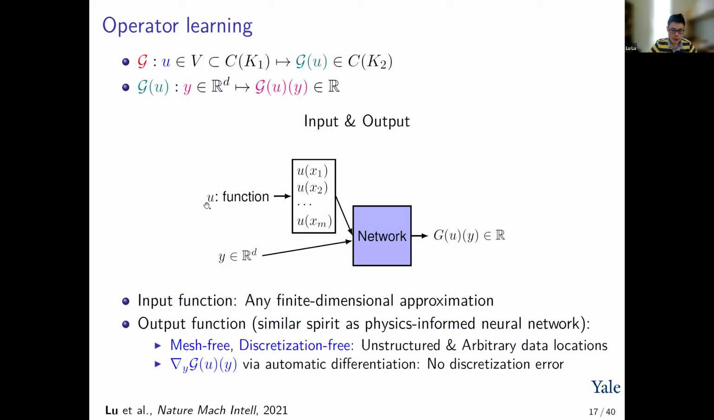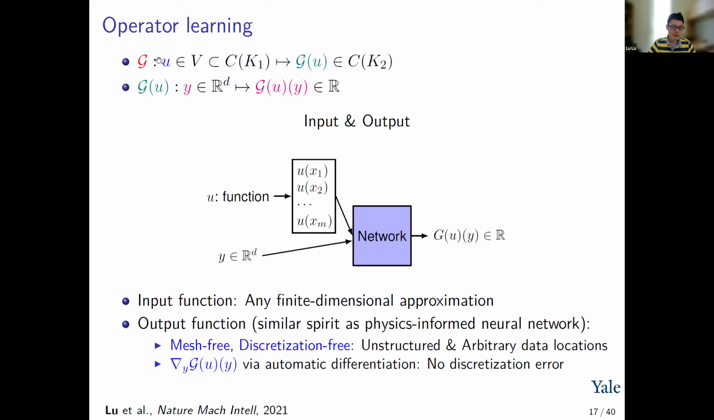There are different ways to do it, and a simple way is we can have dense points x1, x2 to xm in the domain of u. Then this vector u(x1), u(x2) until u(xm), the pointwise function values at these locations, can be used to approximate or represent my input function u. Then this can go to my network. Then for the network output, still is a function.